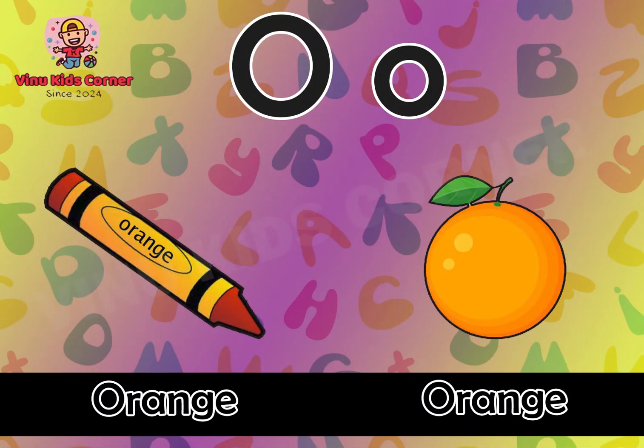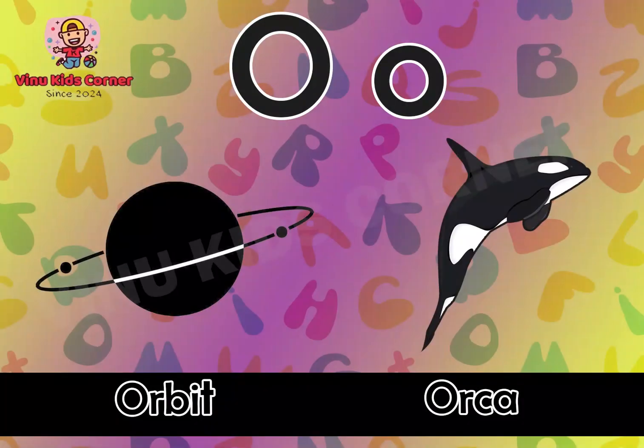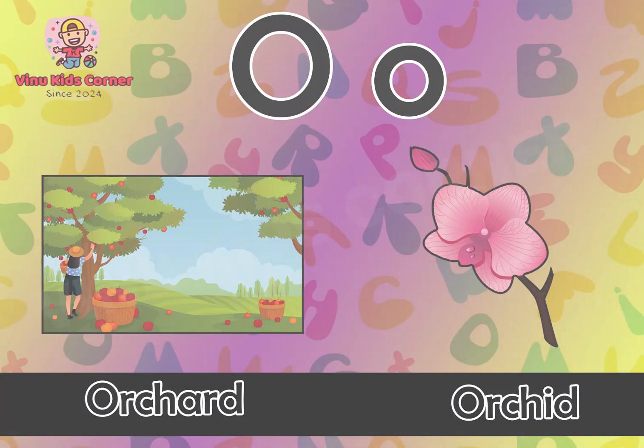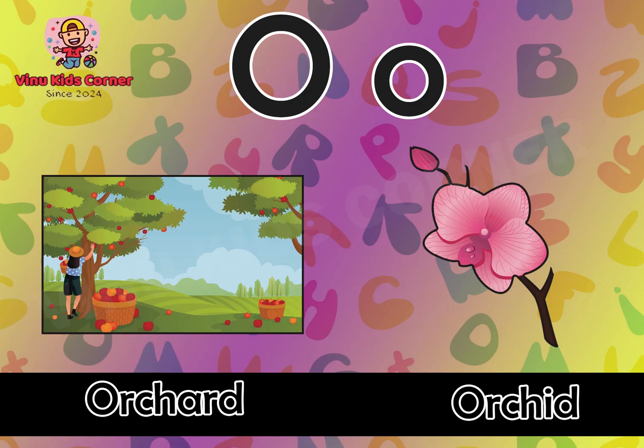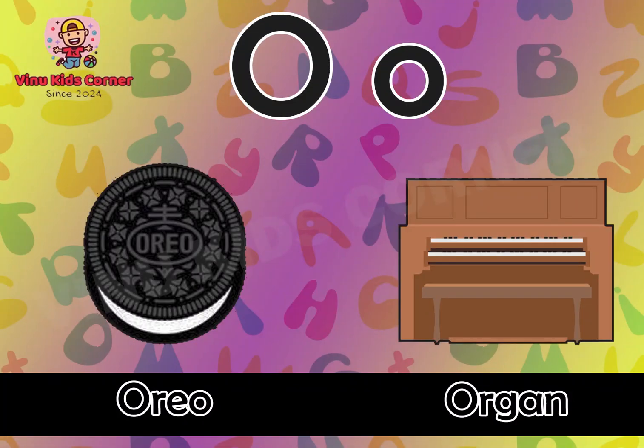O is for orange. O is for orbit. O is for orca. O is for orchard. O is for orchid. O is for Oreo. O is for organ.